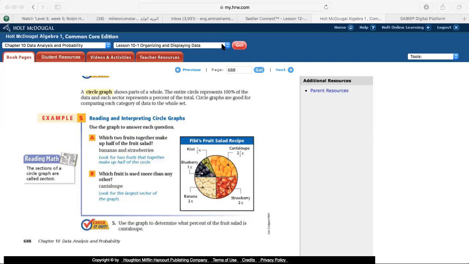B, which fruit is used more than any other? So I will search for the greatest part. More means I used it the most, the greatest amount. Is it the kiwi? No, of course not, because the kiwi is the least amount that I used. It is the cantaloupe. Why? Because as you see, it is the greatest amount, and it is also the greatest number here: half, 1, 2, 2, and this one is 2.5. Okay, girls?